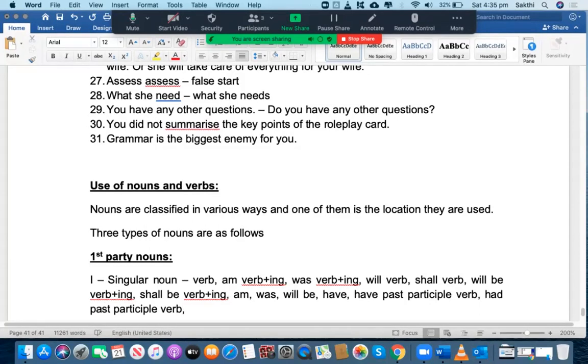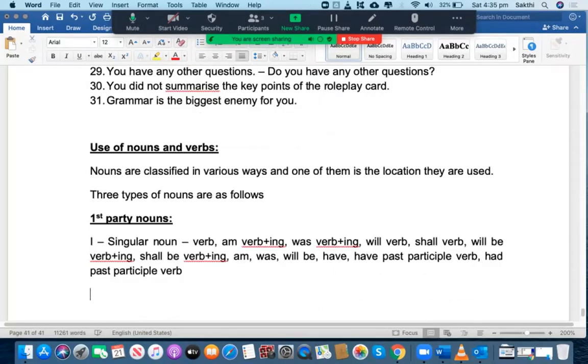And what else? These are the ones. These are the basic things for the first party singular noun. These are the forms. This is the way the nouns and verbs go along with. Do you understand this? Yes, sir. Is that clear? Yes, clear. All right, let's go to the next one. That's the first party singular nouns.